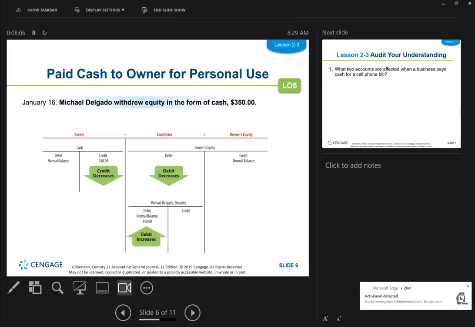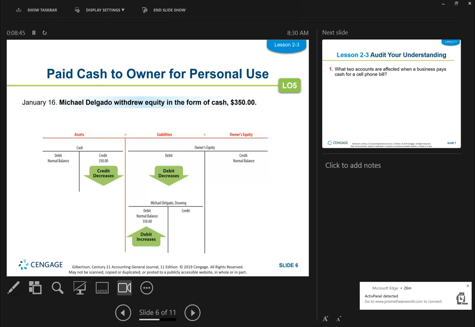So here's what I don't get. Why on the owner's equity side, why is debit decreasing rather than credit? So if you think, the equity side, credit means plus, debit means minus. So if we're taking $350 out of the business, the value of the business is going down, right? In his own personal drawing account, he's getting $350. So that's like a plus. That's debit going up.